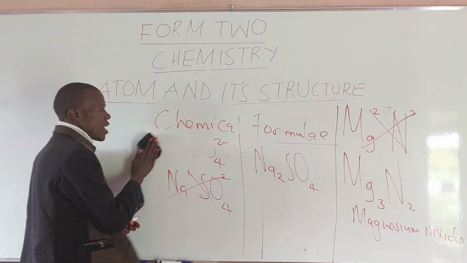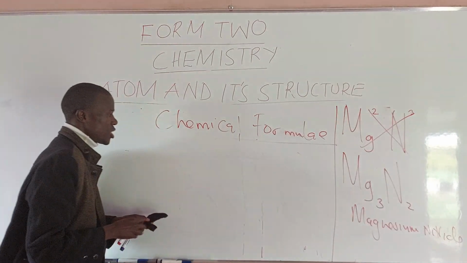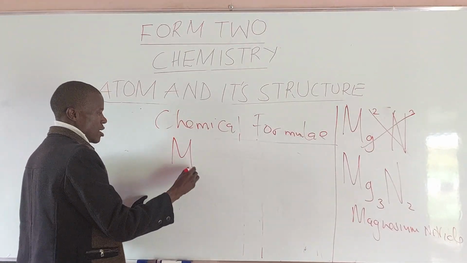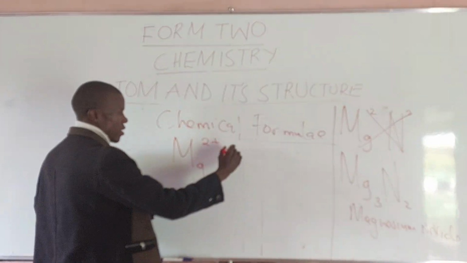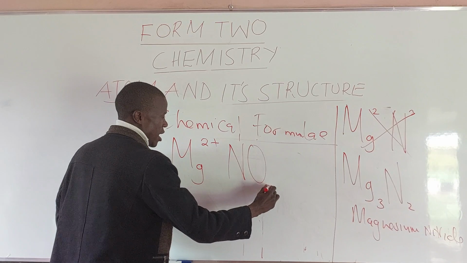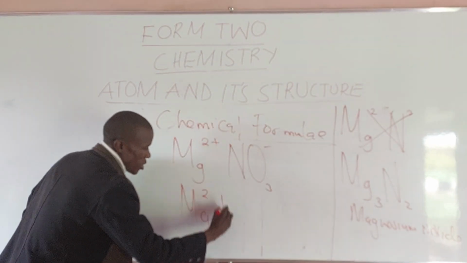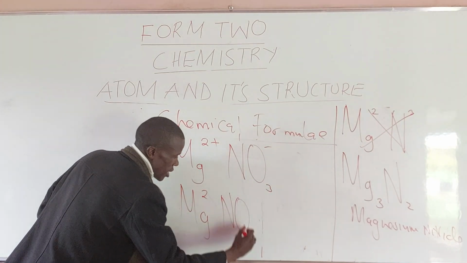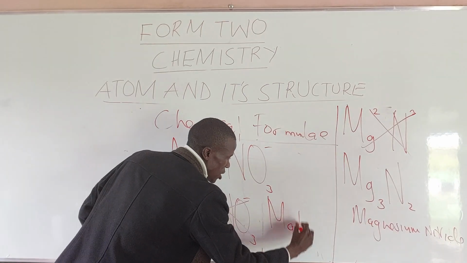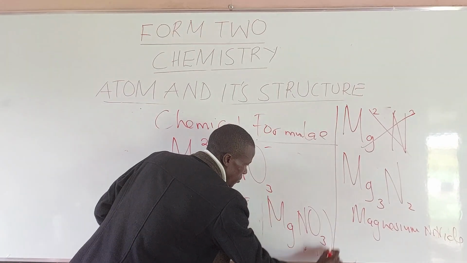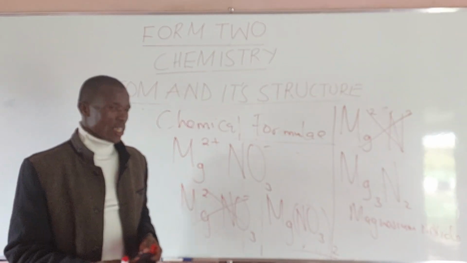Lastly, we can have so many compounds. Say for example, magnesium nitrate. Magnesium is written like that, magnesium ion. Then nitrate we have like that. We omit the charges, we just have the numbers. Then we exchange the valencies, we get magnesium nitrate. And that is our last example.